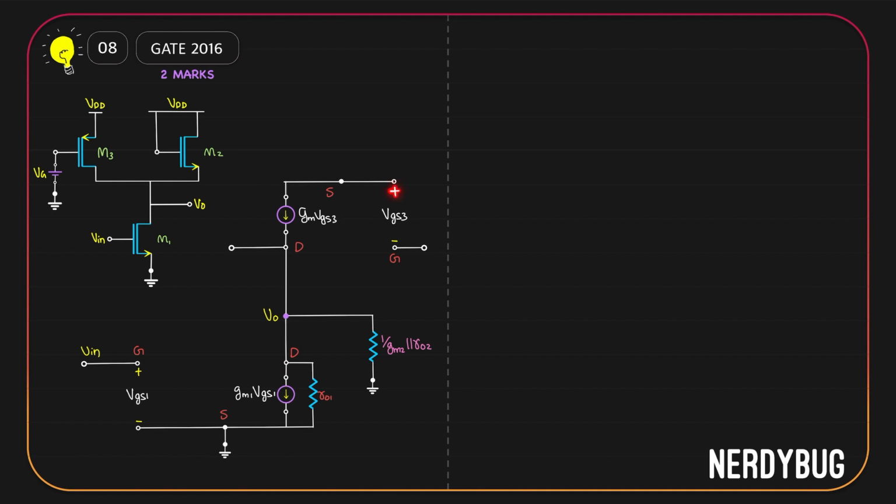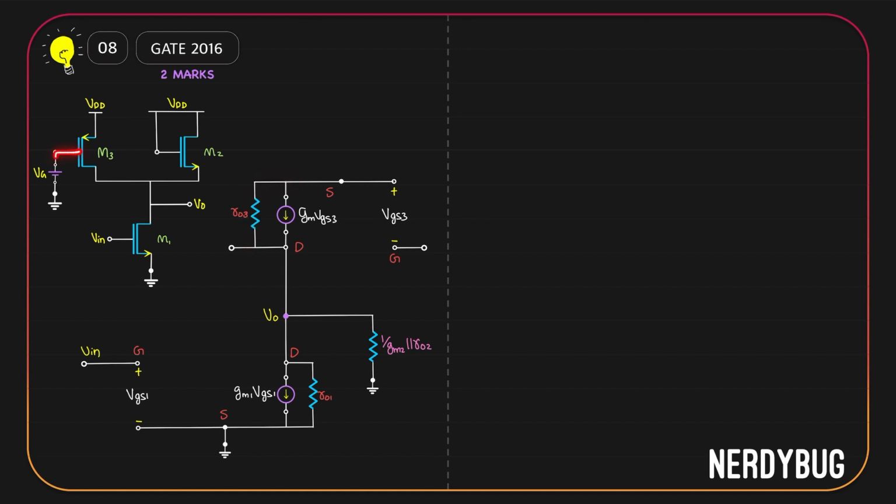VGS3 has positive potential at the source, negative at the gate, which is also opposite. For example, over here in the small signal model of an NMOSFET, VGS has positive potential at the gate and negative at the source. Anyways, their drains are connected just like it is over here in the circuit. Again, for M3 also we have to consider channel length modulation. So we will have RO3 connected between the source and drain of M3.